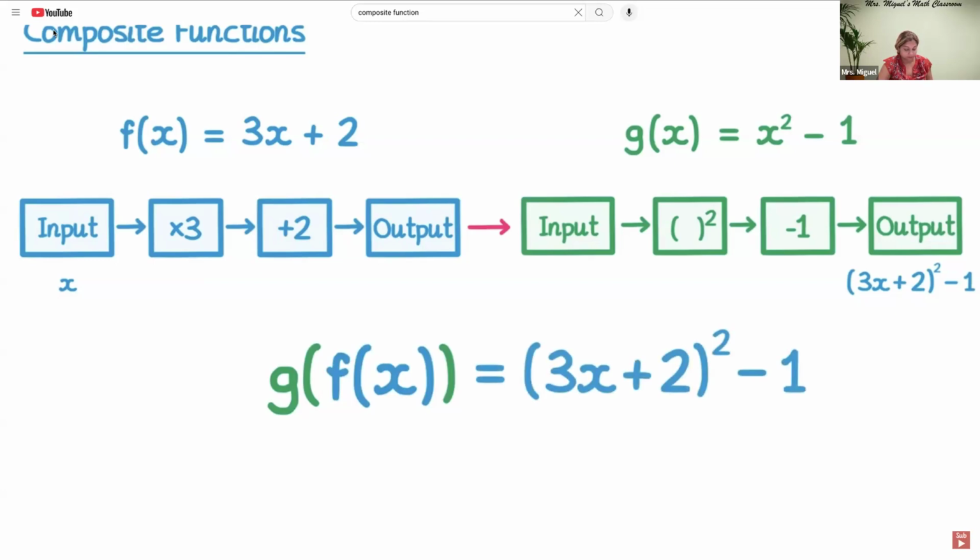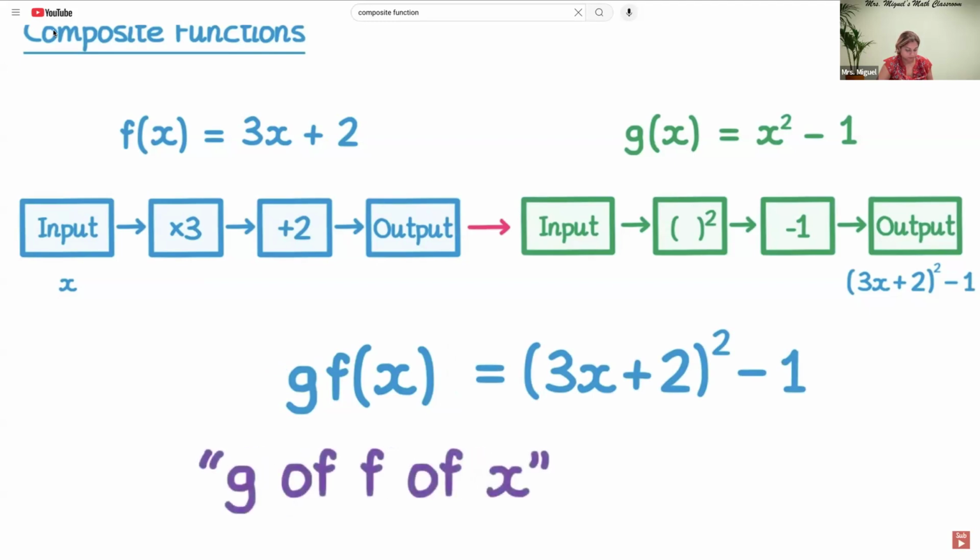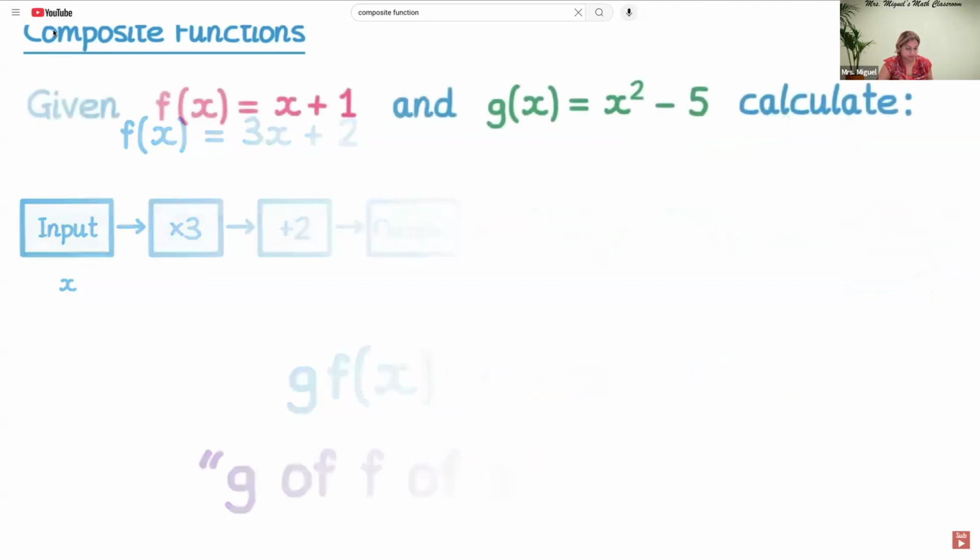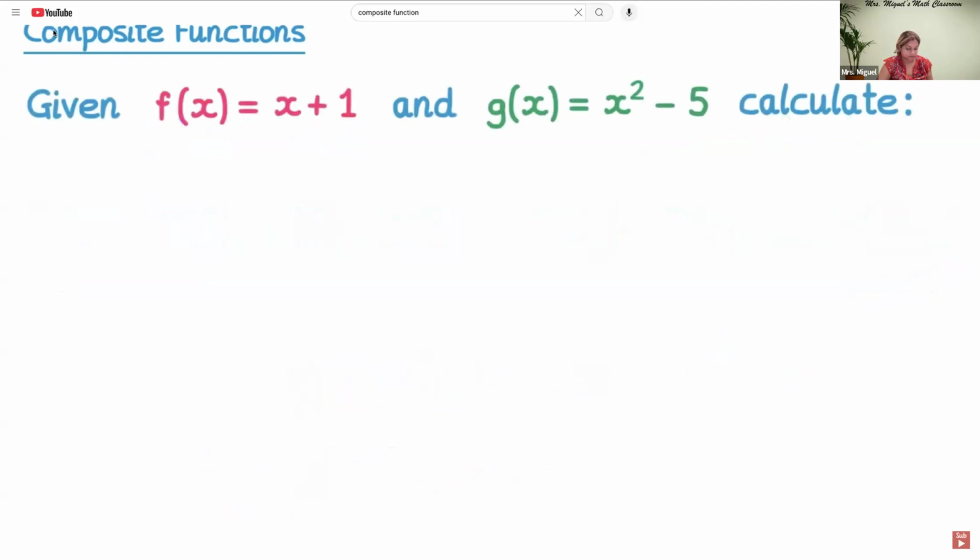And this is what's known as a composite function. We wouldn't normally write it with the double brackets on the left-hand side. We'd remove the outer set of brackets. We would pronounce the left-hand side as gf of x, or possibly g of f of x. Now let's try some examples.